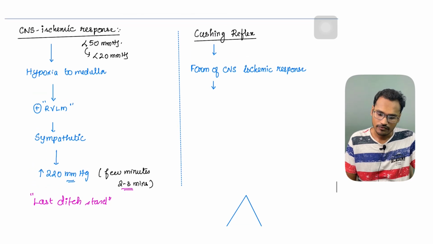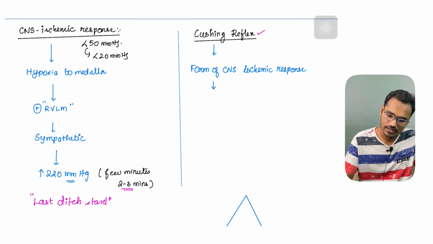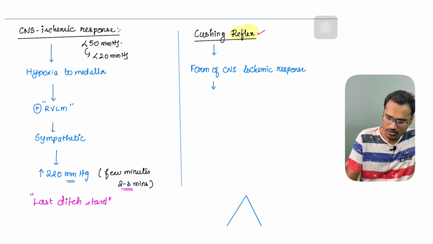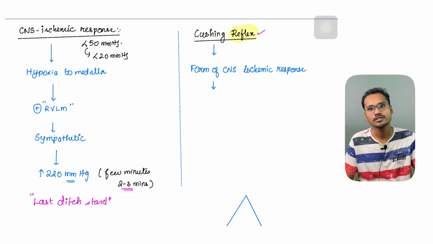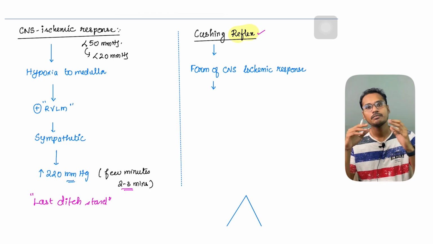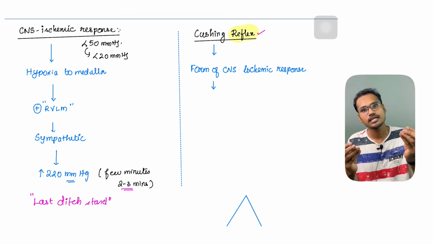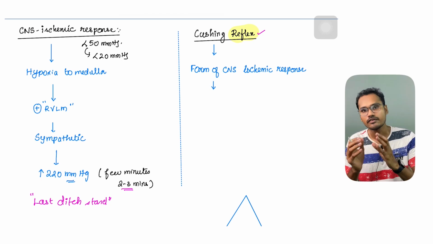And there is one more reflex called Cushing's reflex. It is not Cushing disease, it is a Cushing reflex. What is this Cushing reflex? This is also a form of CNS ischemic response. CNS ischemic response can happen due to hypoxia from multiple reasons. Suppose there is an infarction to the RVLM, then also it can happen. Or some vessels are being compressed, then also it can happen.